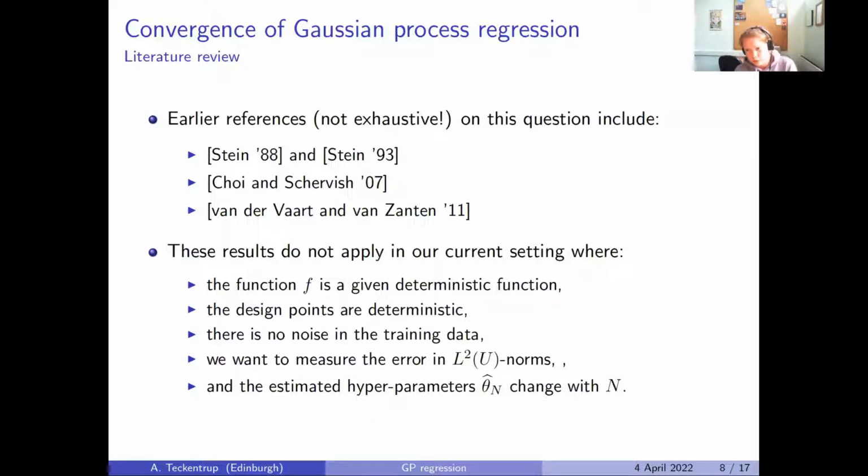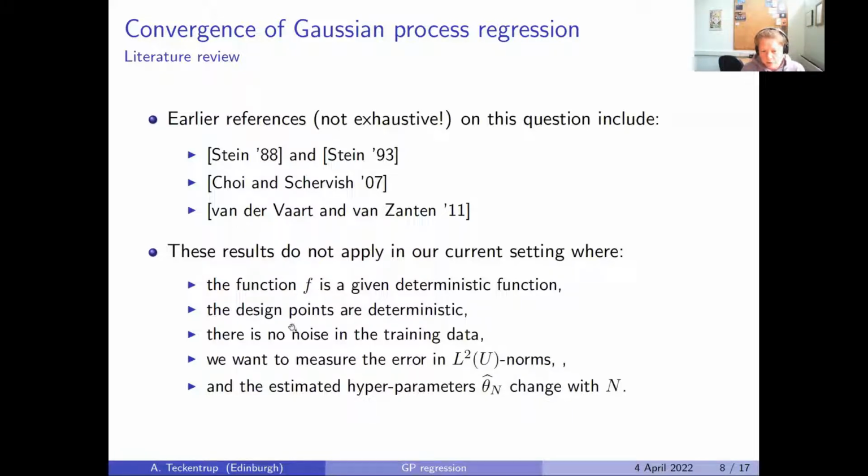There's a couple of differences which make those results difficult to apply. For example, we're interested in the case where f is a given deterministic function. So we have some true function f that we're interested in approximating, not assuming that f is a sample of the Gaussian process prior that we're putting on it, which is something that is quite often assumed in the other references.